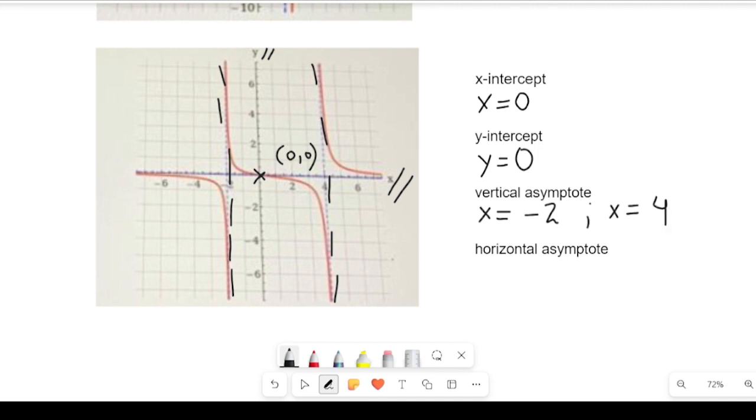Now the horizontal asymptote is the horizontal dotted line on the graph that our y cannot be, that our curve is going to approach really close to but cannot reach. So it is y equals 0.